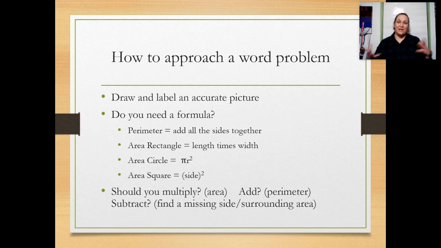Finally, you should figure out what does this problem want me to do? Am I multiplying things together? If it's area, you are. Am I adding things together? If it's perimeter, you are. And then a lot of these problems are going to be looking for something that's missing. And so that would be a subtraction problem. Or they might be looking for a surrounding area. So you're going to have a whole picture, and we're going to take out the middle, and you're going to be left with the surrounding area. And those are also subtracting problems. Now I'll give you more examples when we do the actual questions.